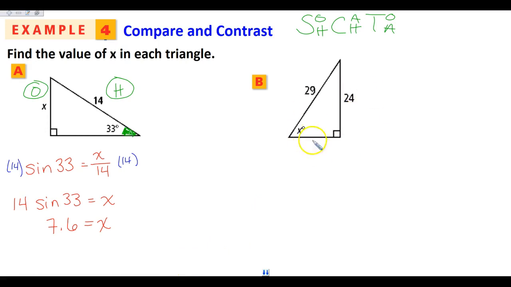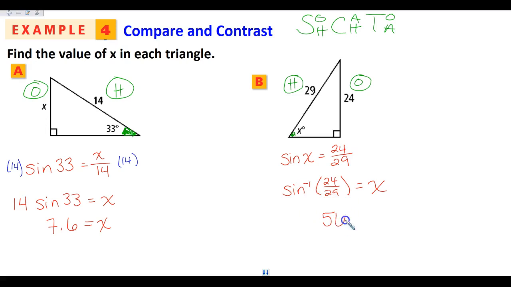All right, we're going to do the same thing over here. Color in the angle. Label 29 as my hypotenuse, 24 as my opposite side. So again, I'm using sine. So it's the sine of my angle, which is X, equals my opposite side, which is 24, over my hypotenuse, which is 29. Again, to get X by itself, we're going to use the inverse function and put that in the calculator.